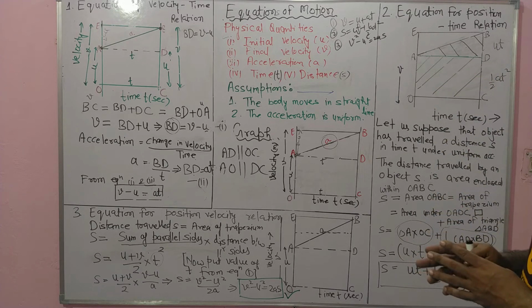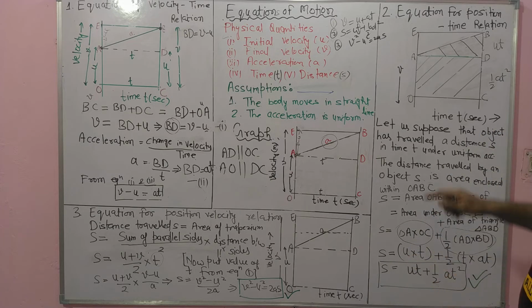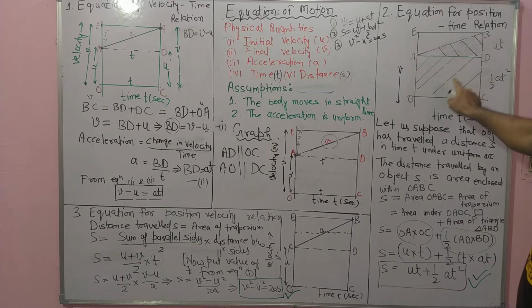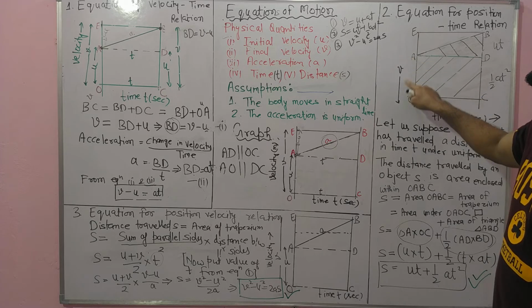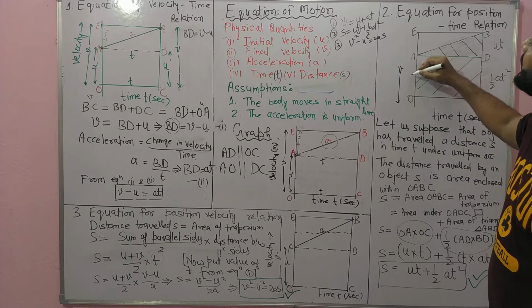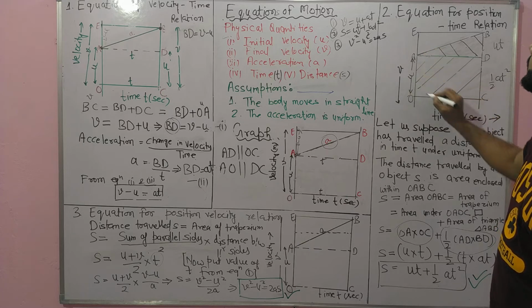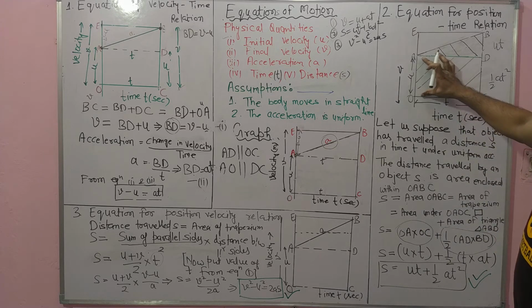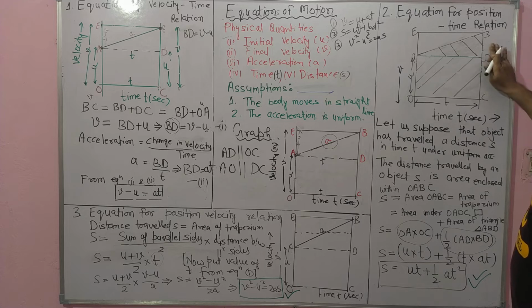We will divide this area into two parts. Firstly we will find the area of the rectangle, and secondly the area of the triangle. The area of the rectangle is base into height, AO into OC. This one we know, this one is u, the initial velocity, and this one is time. So what is the area of this rectangle? The area of the rectangle is u into t.